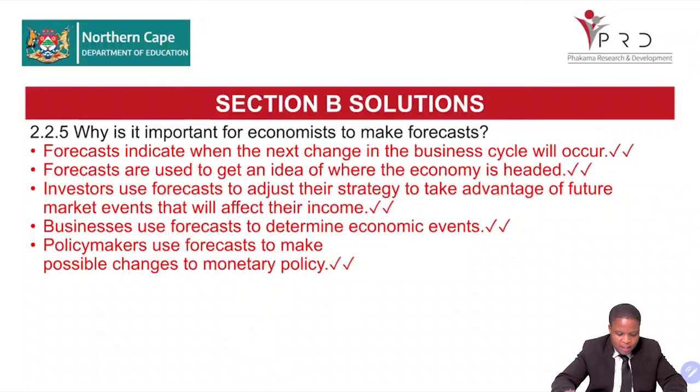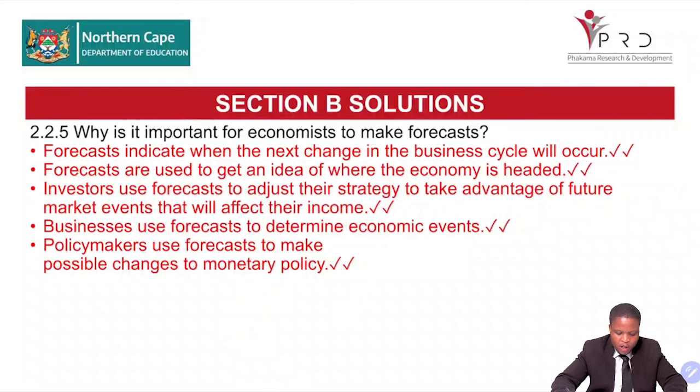2.2.5, why is it important for economists to make forecasts? Forecasts indicate when the next change in the business cycle will occur. So when we predict, we know what will happen. Forecasts are used to get an idea where the economy is headed. We can see where the economy is going. Investors use forecasts to adjust their strategy to take advantage of future market events that will affect their income. So investors can use this information to come up with strategies on their investment. Businesses use forecasts to determine economic events.